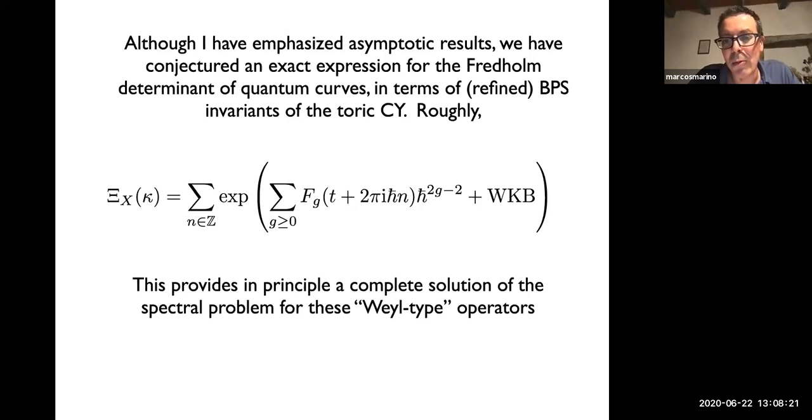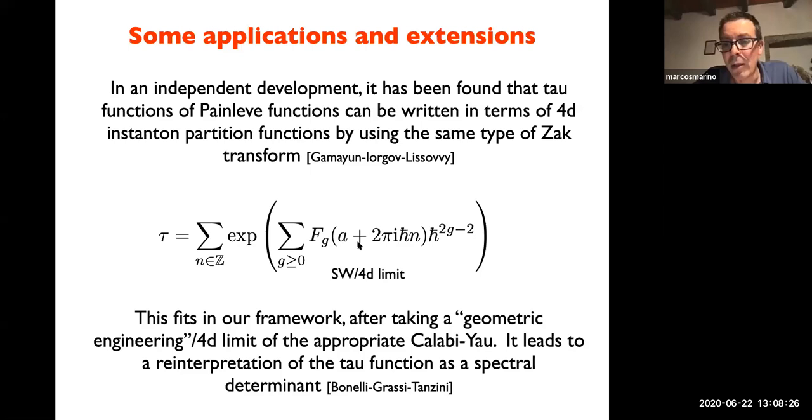And one nice context in which this is the case is in the case of Seiberg-Witten theory. So people have found that if you take the all-genus Seiberg-Witten prepotential of an N=2 theory, and you do this sort of discrete Fourier transform in the same way that I was mentioning before, you get actually tau functions of Painlevé equations. So this was found by Gamayun, Iorgov, and Lisovyy in a very nice paper. And of course, this resembles very much what we have been doing.